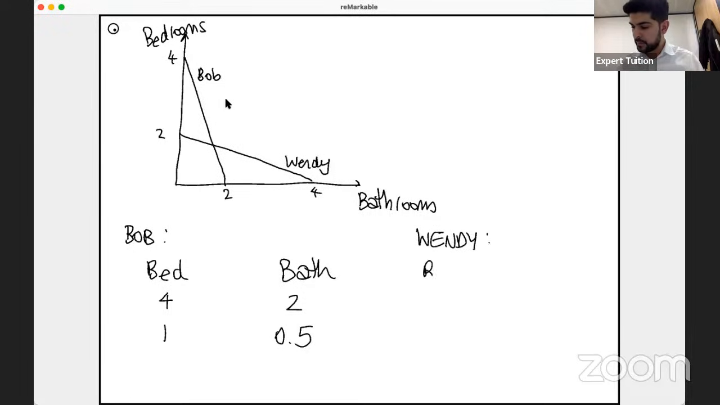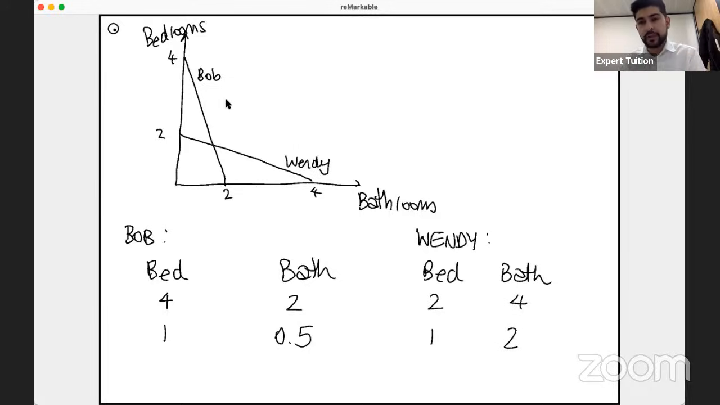So bed, bath. If Wendy does nothing but bedrooms, how many bedrooms can Wendy make? Well, Wendy can only make 2 bedrooms, so hers is 2 over here. How many bathrooms does she sacrifice in order to make that happen? Well, she gives up 4 bathrooms. Therefore, for every 1 bedroom that she makes, I divided that number by 2, so I therefore need to divide that by 2. She gives up 2 bathrooms. On that basis, who has a comparative advantage in the production of bedrooms? Clearly, Bob, because his opportunity cost is lower.